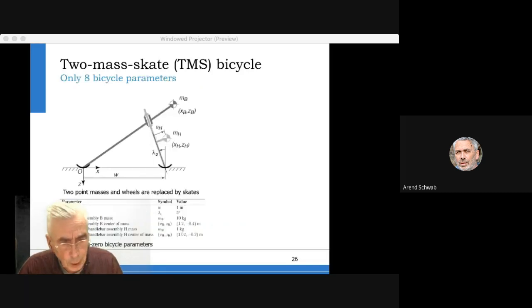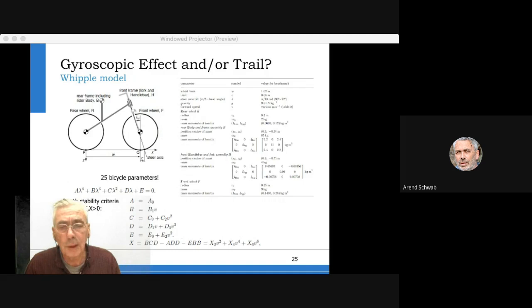But the bottom line is that with these bicycles, with all these 25 parameters, you can play around to get self-stable bicycles in many, many ways. You can play around with a gyroscopic effect, which is helpful, but not necessary. You can play around with a trail, which is helpful, but not necessary. And you can play around with a mass distribution, which is helpful, but again, not necessary. And by playing around, you can make all kinds of contraptions with all kinds of dynamic behavior, stable or unstable.